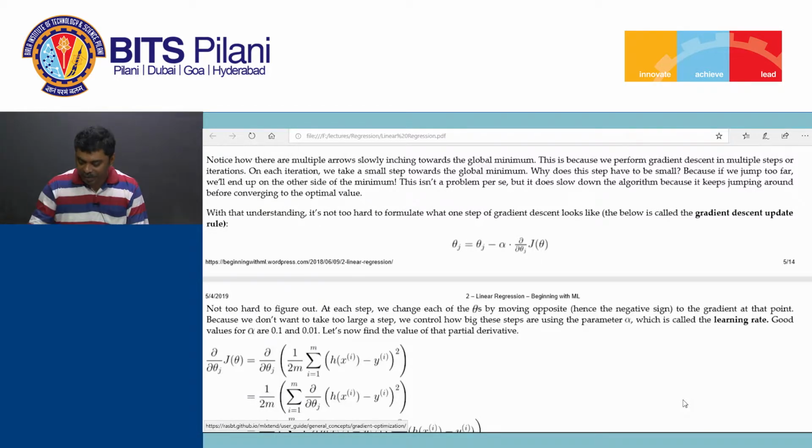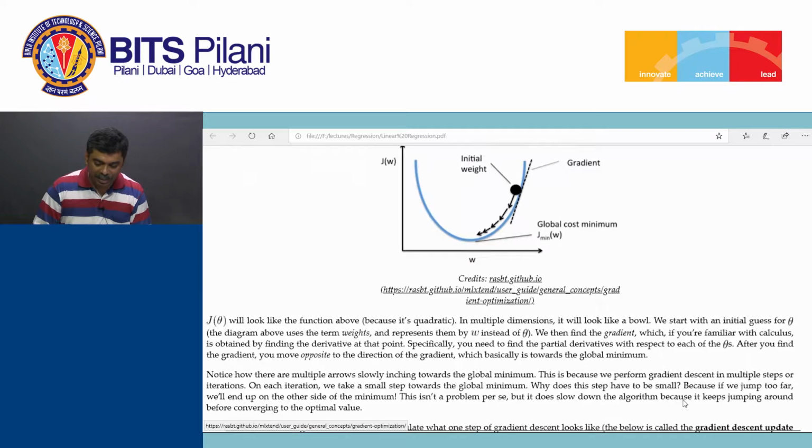Let me go back to that bowl example. Let's say this is the position of the particle, and then you are coming down. In every time step, you are iterating and your steps will be updated. So you would have a gradient update, in the sense that the position will be updated.